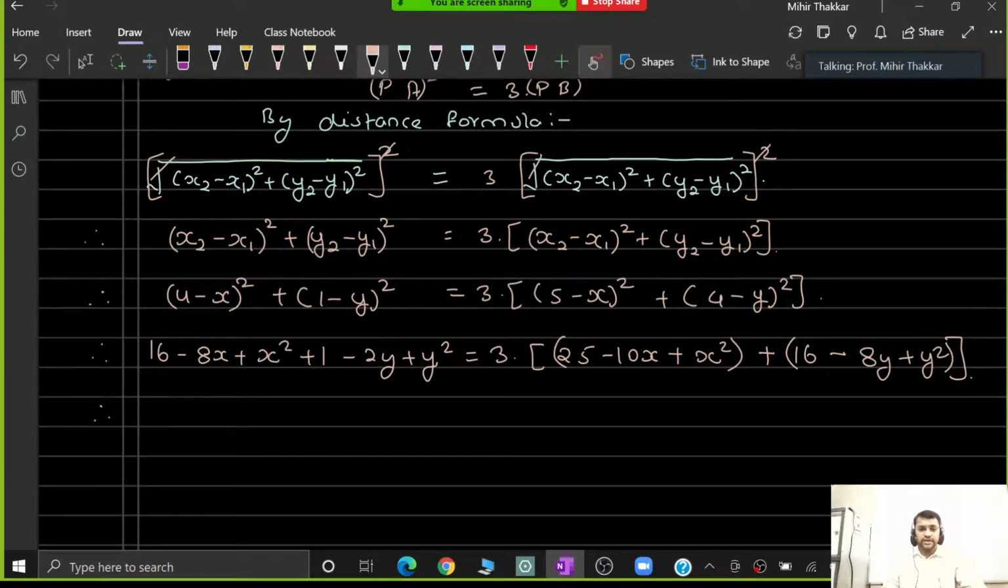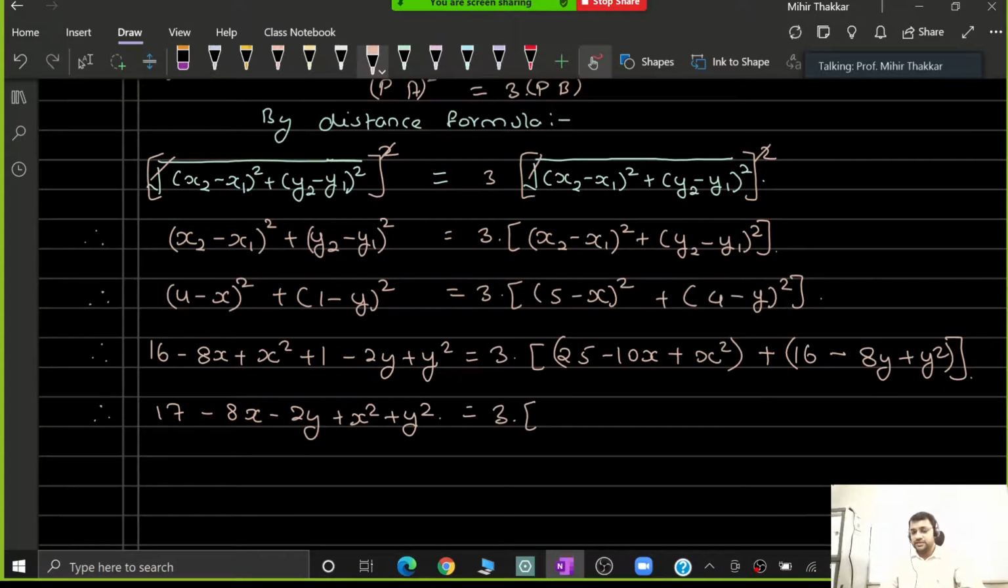16 and 1, that will give me 17. Minus 8x minus 2y, let me write it properly in a proper order, and plus x square plus y square. So constant term, then the linear terms, and then the quadratic. Or if you want, you can write quadratic first, then the linear terms, and then the constant. It's not an issue with that. Let us leave this 3 over here.